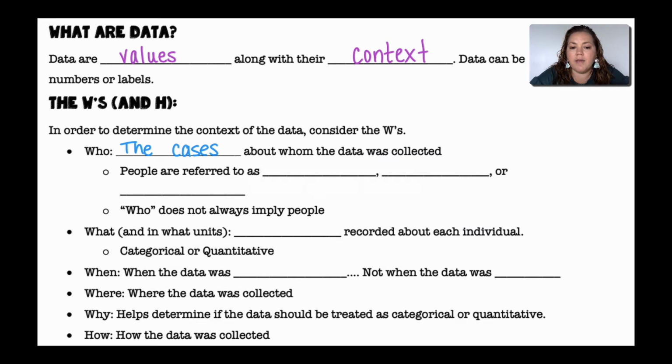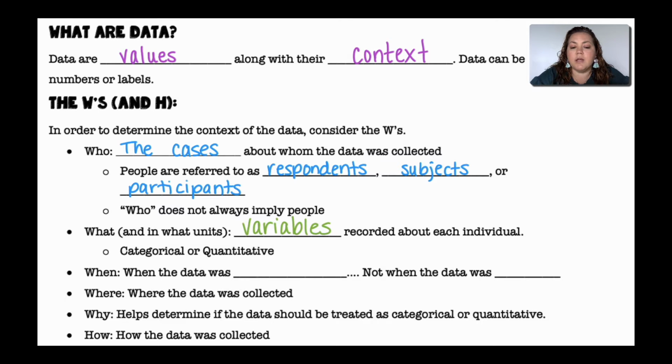So who are the cases about whom the data was collected? People are referred to as respondents, subjects, or participants. Who does not always imply people. What and in what units are variables that are recorded about each individual. These can either be categorical or quantitative.